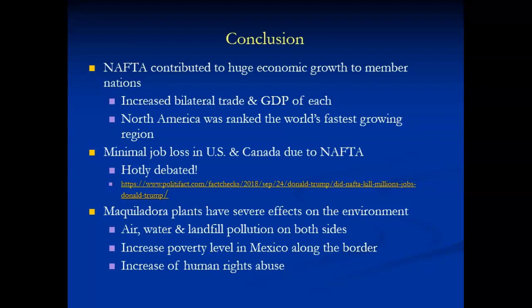Okay, and then another part of the conclusions here is that the maquiladora plants have had severe effects on the environment, meaning air and water pollution that is on both sides of the U.S.-Mexican border. There's been an increase in poverty in Mexico and an increase of human rights abuse, and there's a need to improve all those things. So it's important to recognize what the problems are so that those things can be addressed in further negotiations.